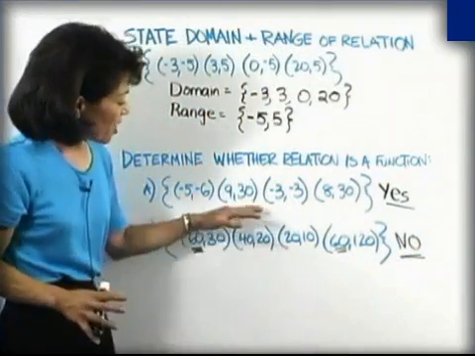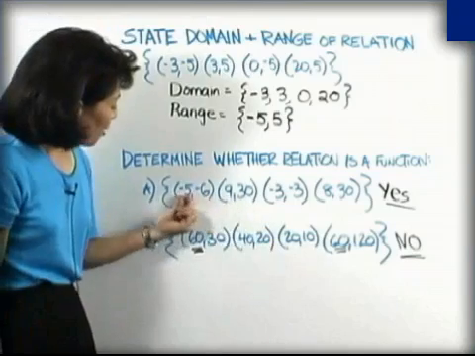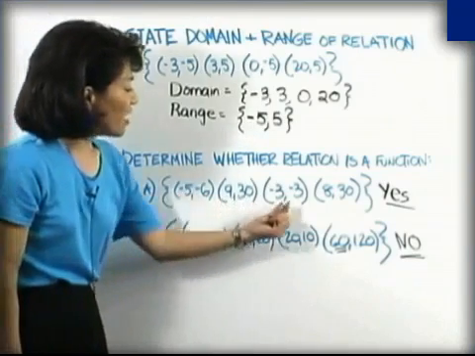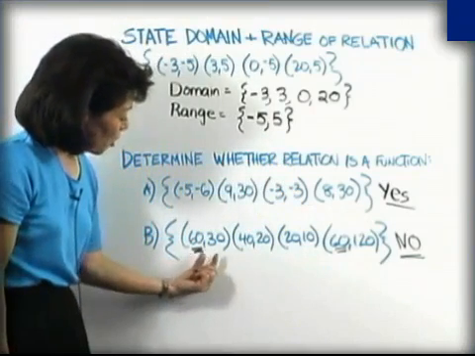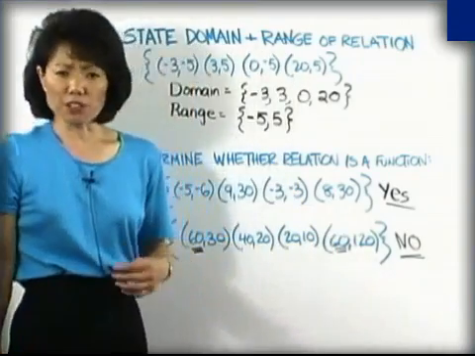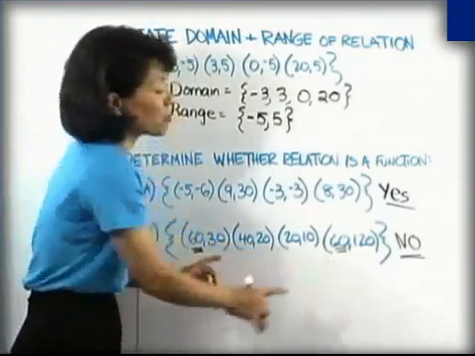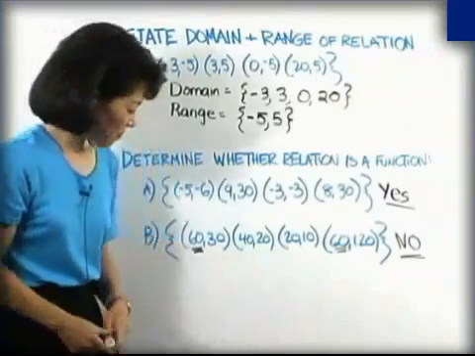So the answer here is no, I do not have a function. So again, what's the difference between these two relations? The first one is that every first component has a different partner. Over here, this first component has the partner of 30, and this one also has 120, so this entry violates the definition of being a function.